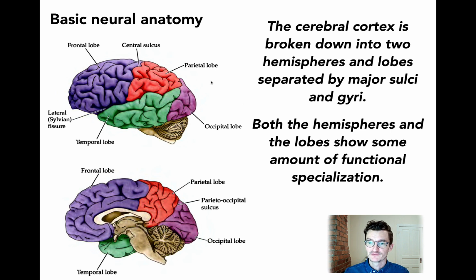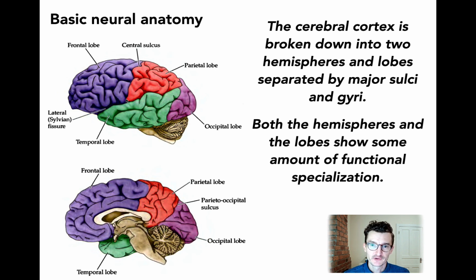Now both the hemispheres and the lobes show some amount of functional specialization. So for the purposes of this course, it's important to know, for instance, that the frontal lobe contains primary motor cortex. So that's just in front of the central sulcus here. So when you're moving your hands or you're speaking, there are neurons in primary motor cortex that are firing to drive that movement. The frontal lobe also contains prefrontal cortex, which we'll talk about in this course, in reference to decision-making and working memory.